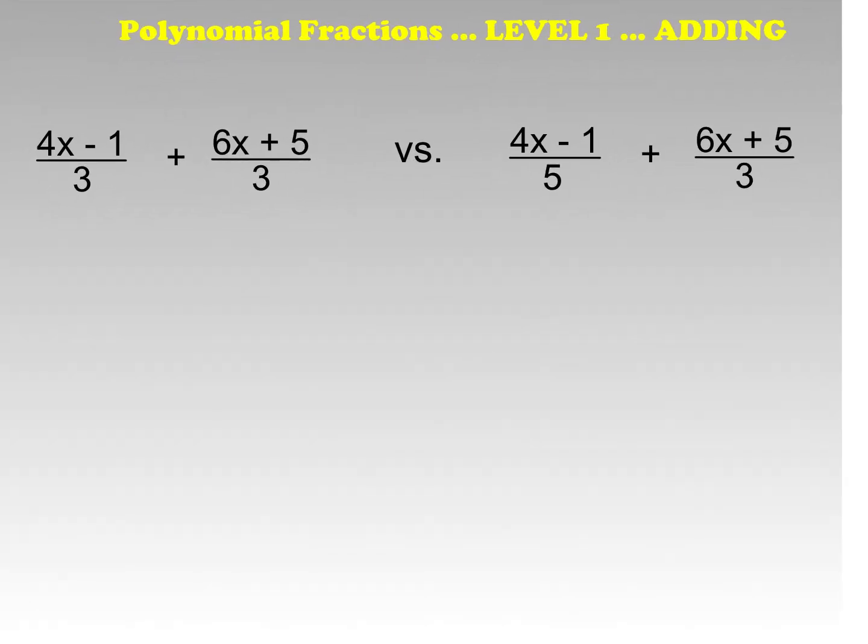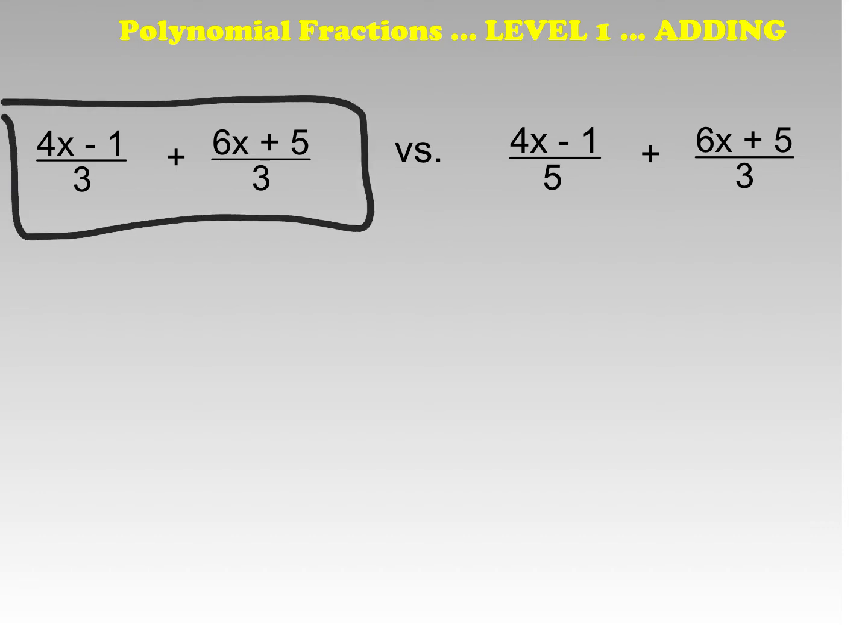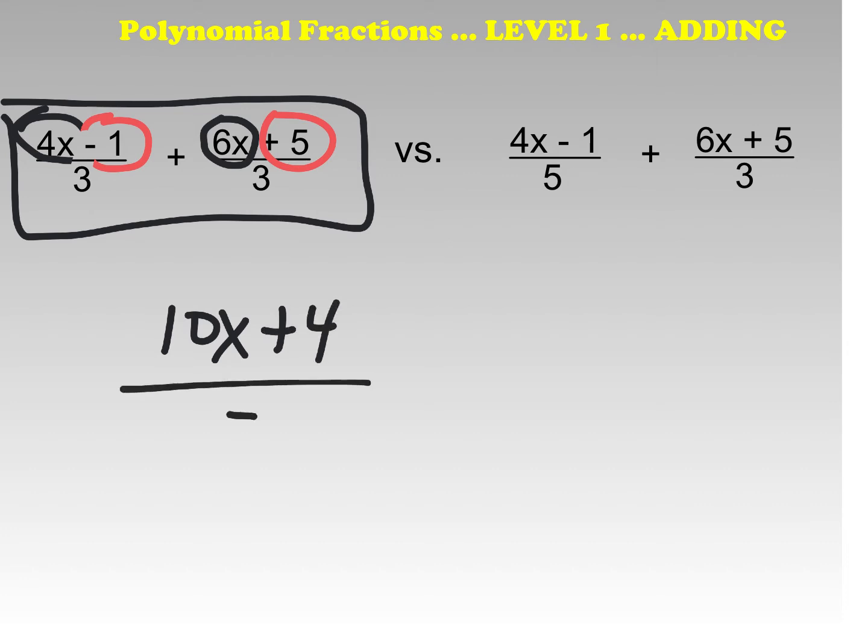If they wanted us to add these together, would you agree that these two have a common denominator? Therefore, you can just add the 6x and the 4x, which makes 10x. And the 5 and the -1, sorry I wrote over it, but it was a -1, and you get 4. And it's all over 3. Remember, when you have a common denominator, the denominator just stays the same.